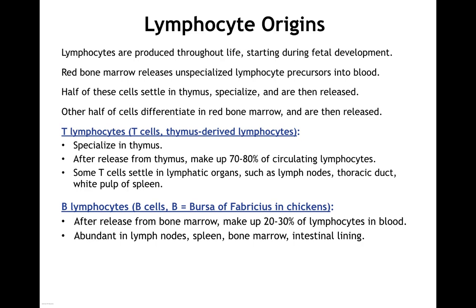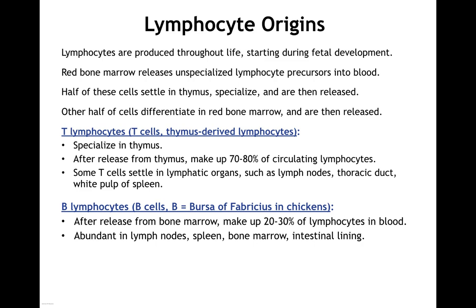So T cells, or T lymphocytes, are thymus-derived lymphocytes. Actually, they're made in the bone marrow, and they mature in the thymus. So they become effective in the thymus, and after they leave the thymus, they make up 70 to 80% of circulating lymphocytes. Some of them go to lymphatic organs, such as the lymph nodes, thoracic duct, white pulp of the spleen.